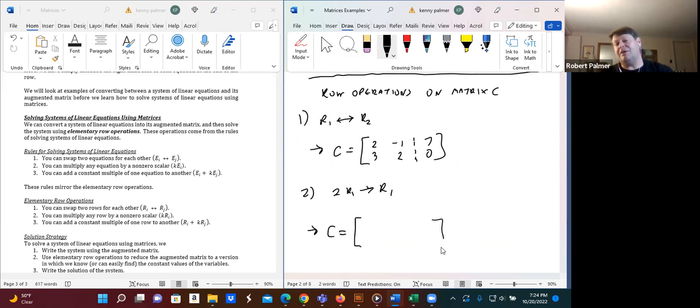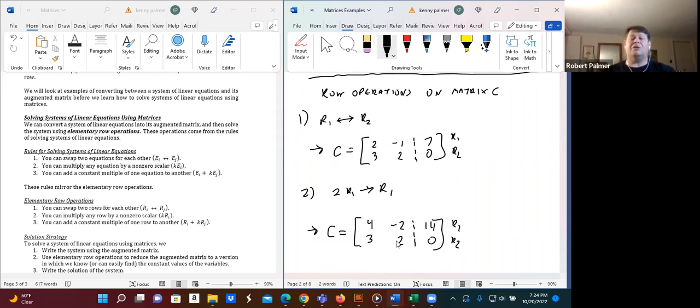First off, I'm not doing anything to my second row. My second row is going to stay just as it is, so this is going to be 3, 2, and 0 for now. But my row 1, I'm going to change. I multiply everything by 2 and replace row 1 with that. So 2 times 2 is 4, 2 times -1 is -2, and of course 2 times 7 is 14. Since I like to label these, this is my new row 1 and row 2.